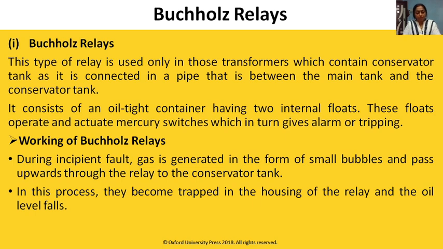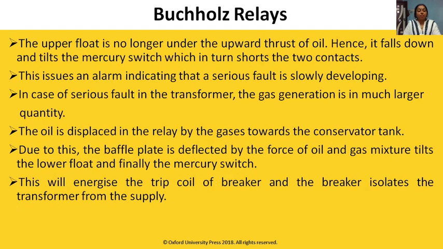Now we'll see the working of Buchholz relay. During incipient fault, gas is generated in the form of small bubbles and passes upward through the relay to the conservator tank. In this process, they may get trapped in the housing of the relay and the oil level falls. The upper float is no longer under the upward thrust of the oil, hence it falls down and tilts the mercury switch, which in turn shorts the two contacts. This issues an alarm indicating that a serious fault is slowly developing.